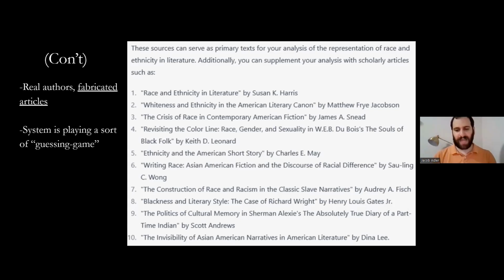The system is not necessarily there, and this is an important point, to give you the right answer. It's there to give you an answer that sounds right. In a sense, it's a very, very complex version of an autocomplete on your phone. It's trying to guess the next word that you want to say. This is doing it on a much grander scale, but you always have to keep that in mind.